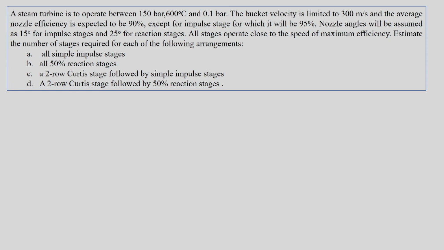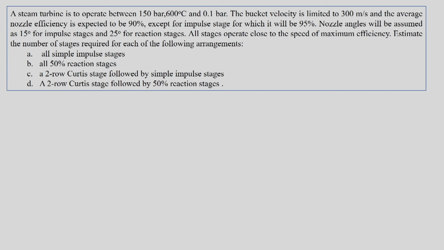We will move ahead to the next example, which states that a steam turbine is to operate between 150 bar, 600 degrees Celsius and 0.1 bar. The bucket velocity is limited to 300 meters per second. Average nozzle efficiency is expected to be 90%, except for impulse stage, for which it will be 95%. Nozzle angles will be assumed as 15 degree for impulse stage and 25 degree for reaction stages. All stages operate close to speed of maximum efficiency.